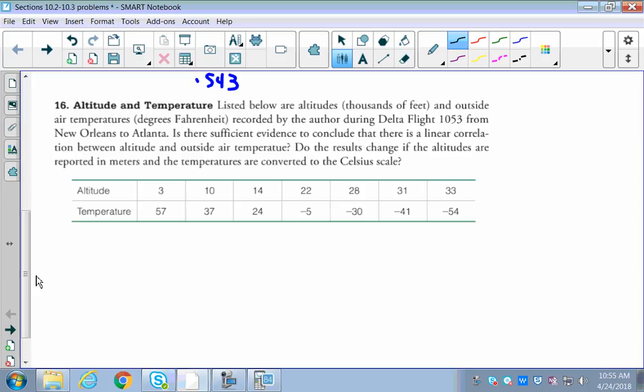Okay. So altitude and temperature. Listed are the altitudes in thousands of feet and outside air temperatures in Fahrenheit recorded by the author during a Delta flight 1053 from New Orleans to Atlanta. So we're going to go ahead and do this analysis, build our model, see if it is a good model or not.